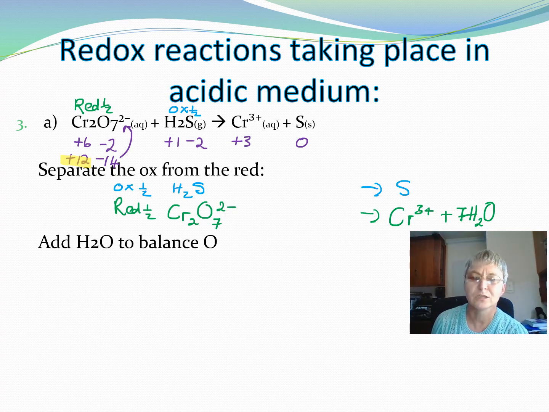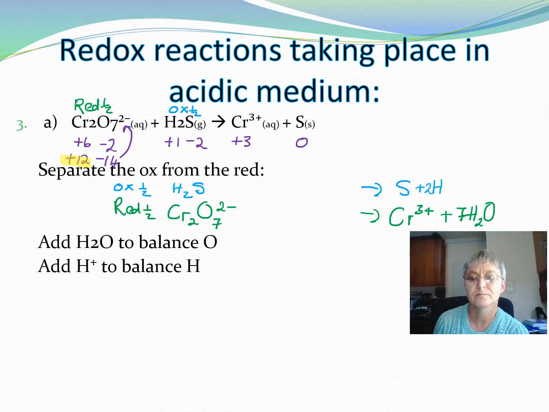The next thing we need to do is add hydrogen ions in order to balance the hydrogens. In the oxidation half reaction, I need to add 2 hydrogen ions in order to balance the hydrogens. In the reduction half reaction, we need to add 14 hydrogen ions in order to balance the hydrogens on the right-hand side of the arrow.